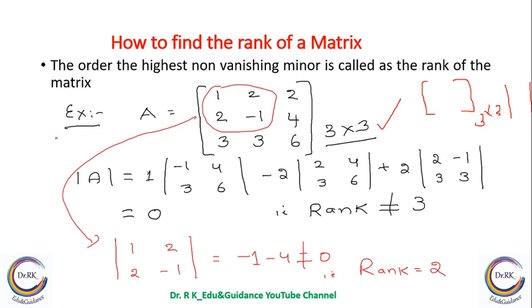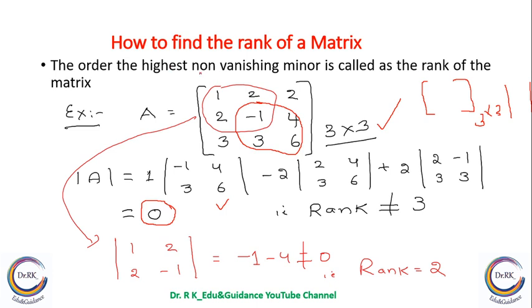First we'll find the determinant in the same way. So 1 into, leaving that row and leaving that column, whatever is there, the submatrix and its determinant, minus 2 into the submatrix and its determinant, plus 2 into its submatrix and determinant, and we get it as 0. So that means the highest minor is of order 3, which is vanishing.